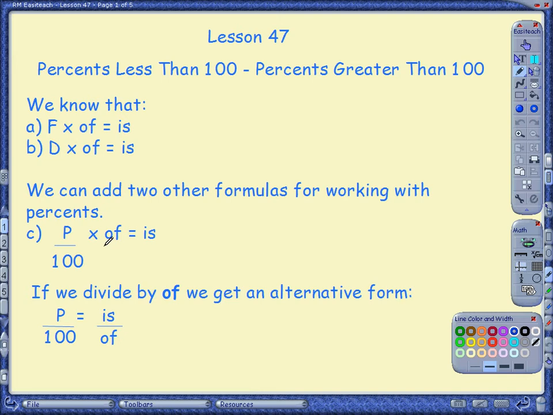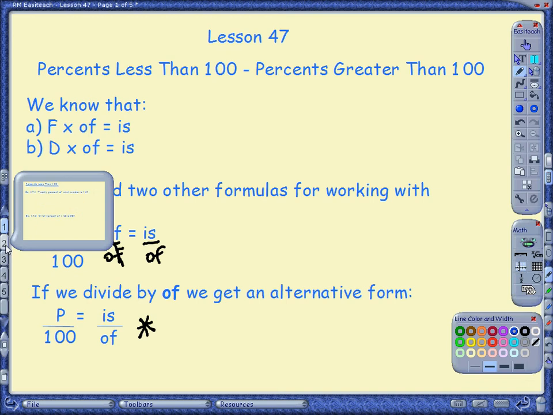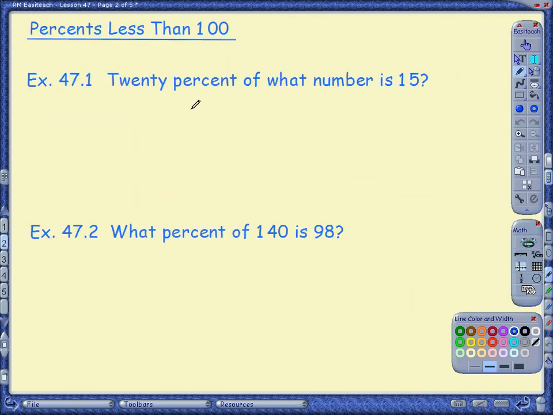If we divide through in C by the of number, whatever it is, we divide on both sides by that same number, we get percent over 100, because this will cross out, equals is over of. And this is the form that I prefer. It's very easy to use. Always works. Okay. Percents less than 100.